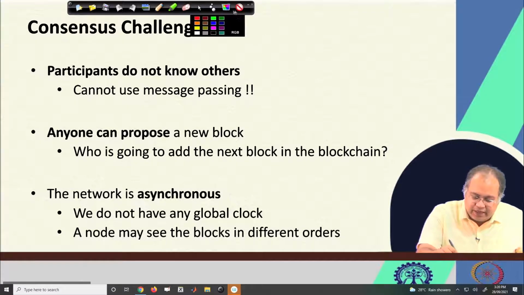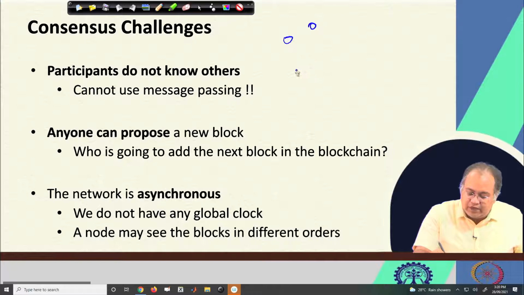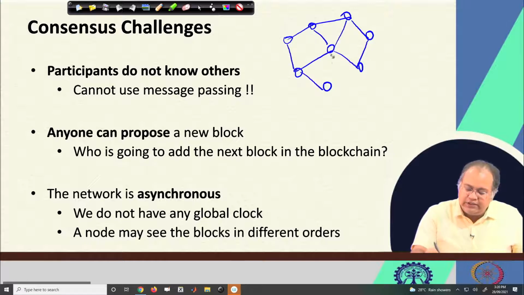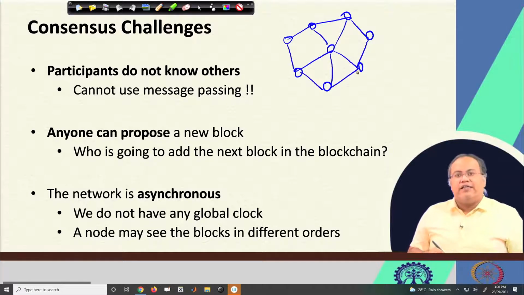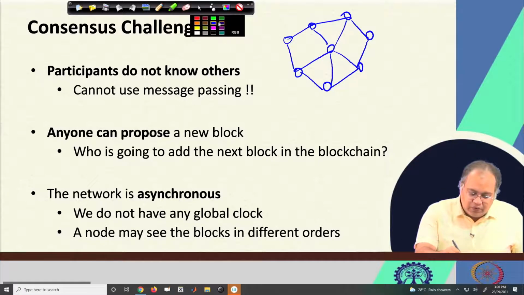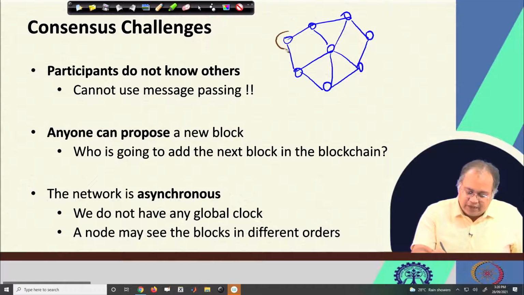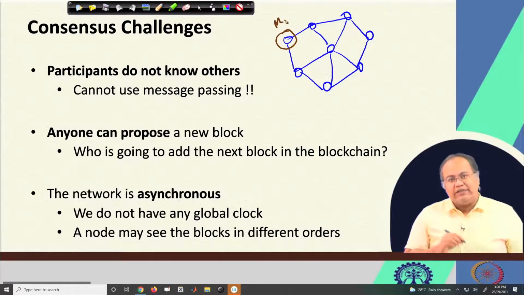Let me try to put up a scenario. You have multiple different nodes and these nodes are connected with each other. When these nodes are connected with each other, there is no guarantee that every node is connected with all other nodes. Now, assume that one of these nodes generates a message n. Now, this message needs to be broadcast across the network.